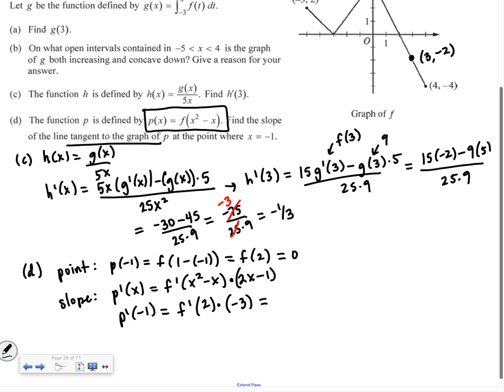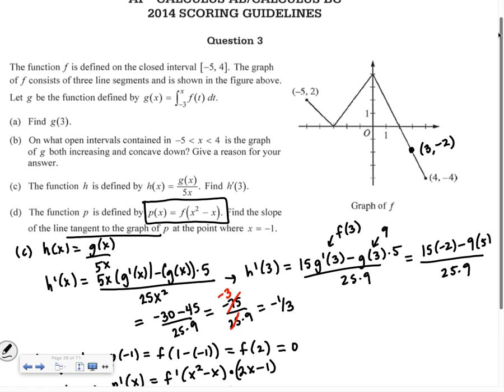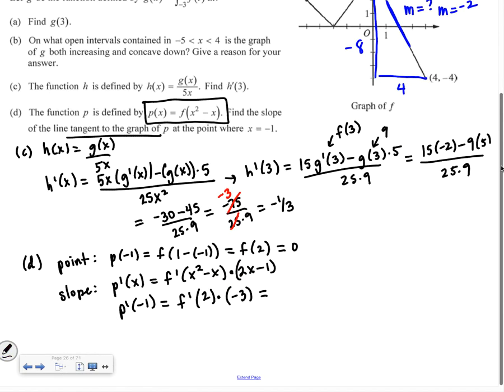So we get f prime of 2. What is f prime of 2? So let's see. F prime of 2 is going to be the slope at the point 2. So what is the slope of this line? We go down a certain amount and over a certain amount. It looks like we go down a total of 8, and we go over to the right by 4. So my slope is -2. And then times -3, so we get a total of 6. And that one did just ask for the slope of the tangent line, so it should just be 6.